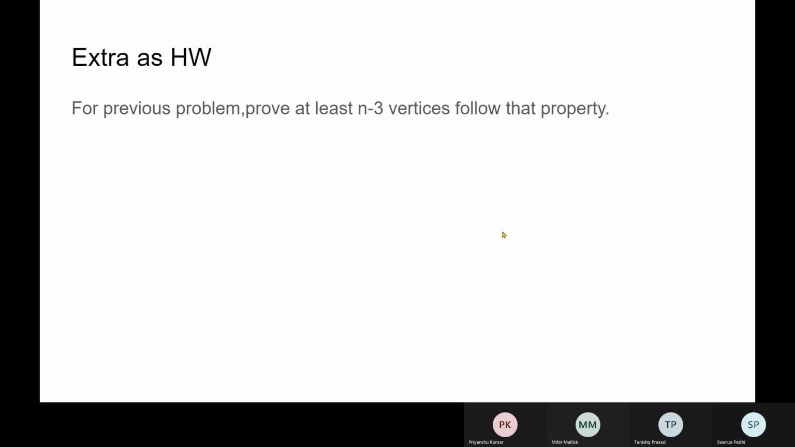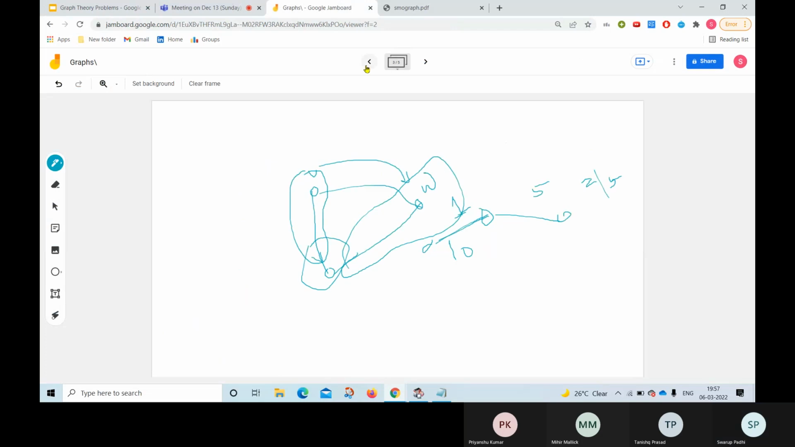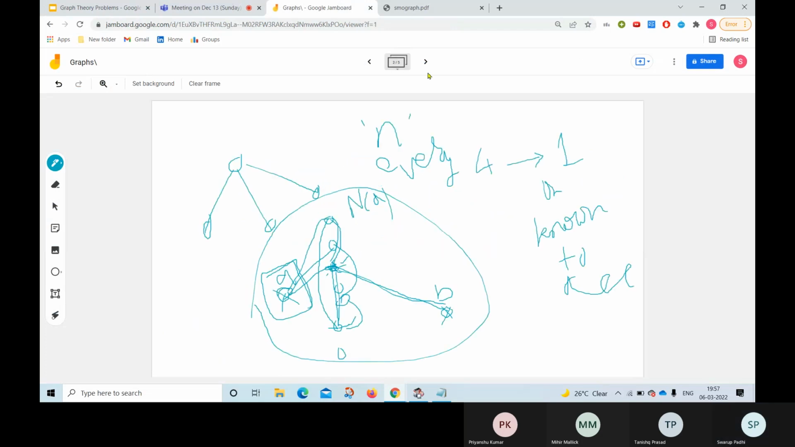Basically, in the first problem, we just had some construction like this. Here you can see that if A is not adjacent to B, then neither A nor B is complete. I should say that neither A nor B is connected to the other vertices, but this vertex is connected to the other vertices.